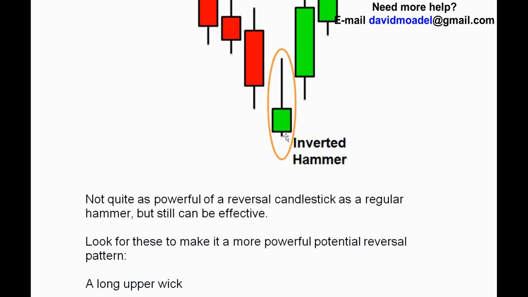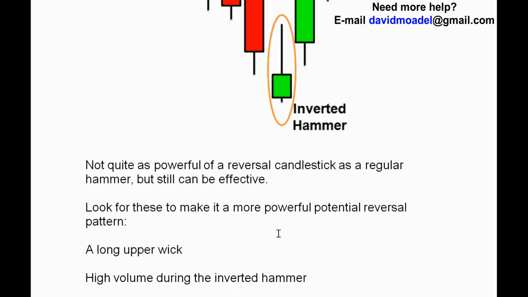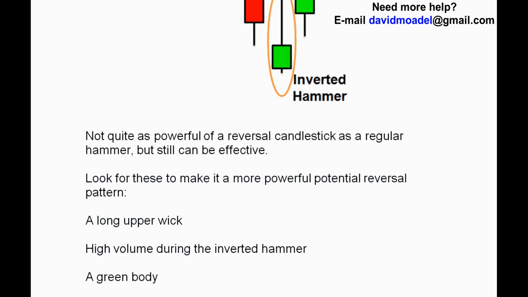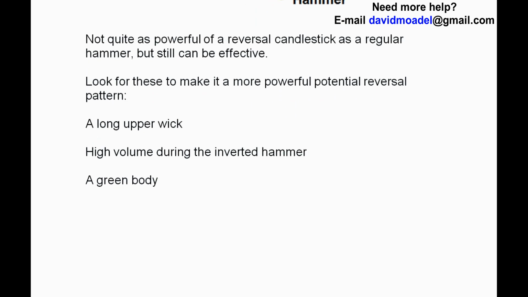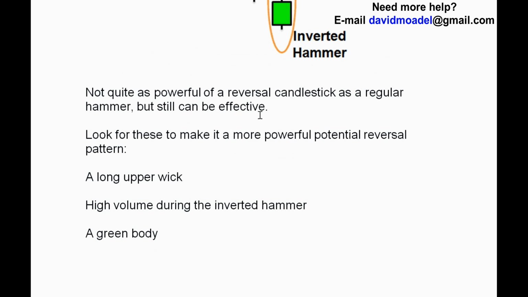That means that during the day or whatever period it is, they really pushed it up nice and high during that period. You want to look for high volume during the inverted hammer. So you might look below and look at the volume bars. And if it's got lots of volume there, that could be even more powerful. You want to look for the green body. We discussed that. It could still be an inverted hammer if this part is red, but I prefer it to be green. And so those are the things I look for: the high volume, green preferably as opposed to red, and a long upper wick is nice.